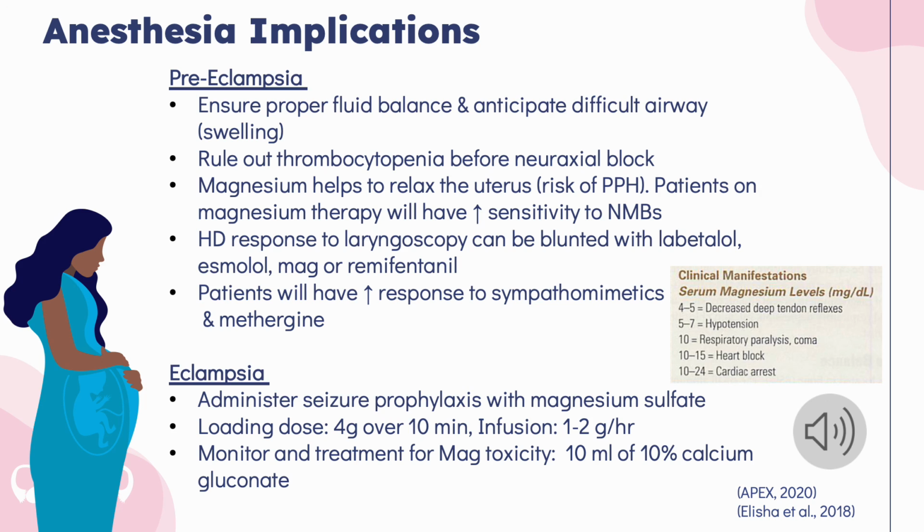For eclampsia, it's important to administer seizure prophylaxis with MAG sulfate, so the loading dose is typically 4 grams over 10 minutes with an infusion rate of 1 to 2 grams per hour. And it's important to monitor and treat MAG toxicity if it does come up.